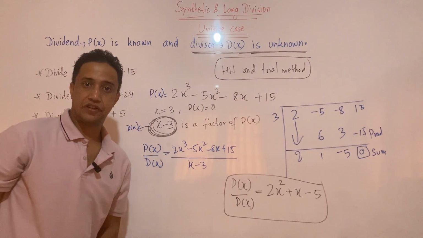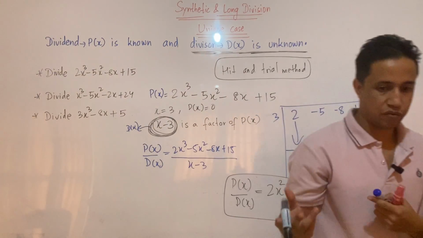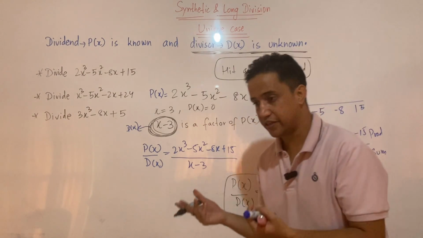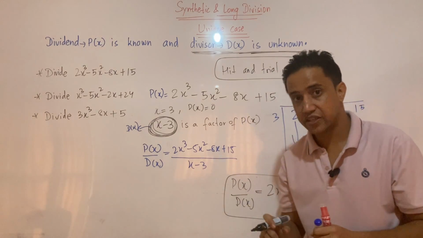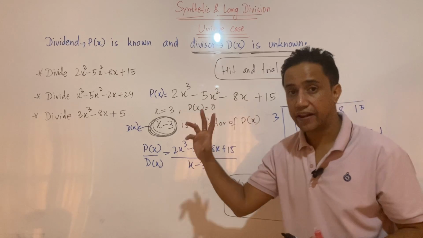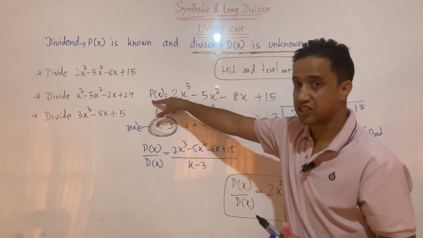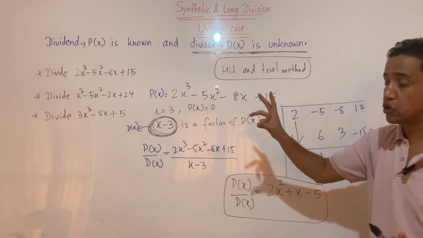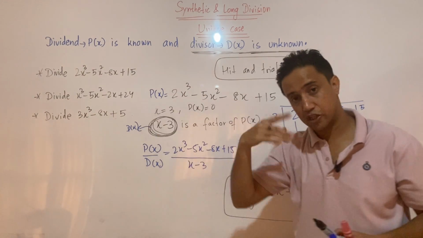I hope this is clear to you. Okay, so it may happen sometimes they won't give you a divisor. So when they won't give you a divisor and only the dividend is given, just keep in your mind that you have to assume a few values of x and check on what value this dividend, p(x), is going to be 0.